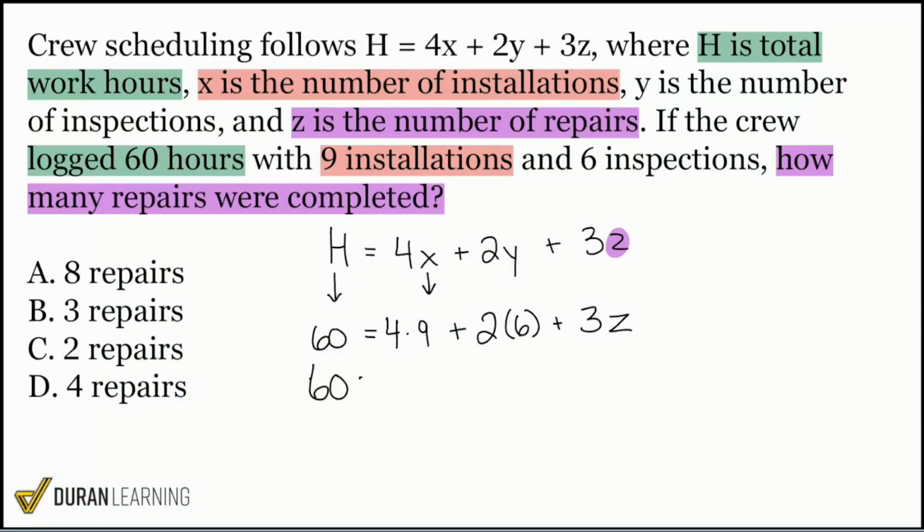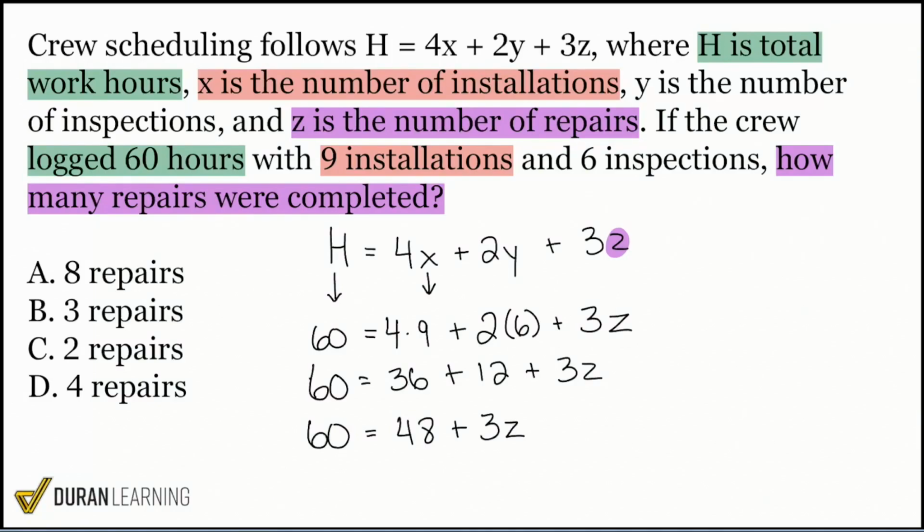So we have 60 equals 4 times 9, which is 36. 2 times 6, that's going to be 12. And then we have the 3Z that we'll continue writing out. Next up, we have 36 plus 12, and that'll give us 48. So we have 60 equals 48 plus 3Z.